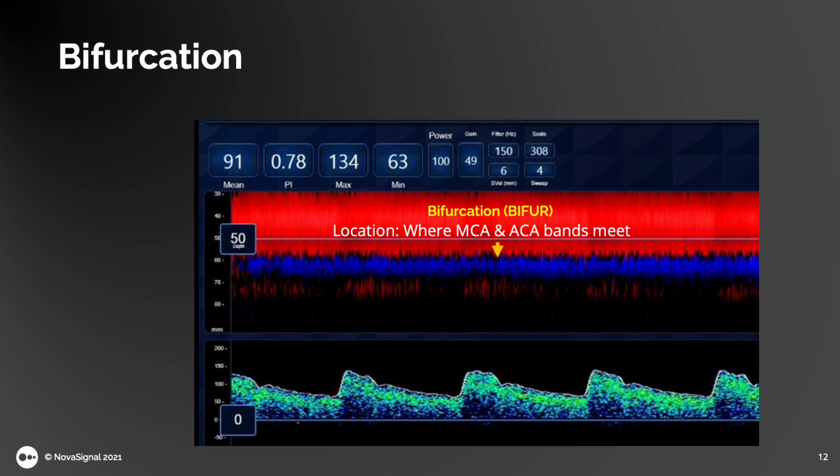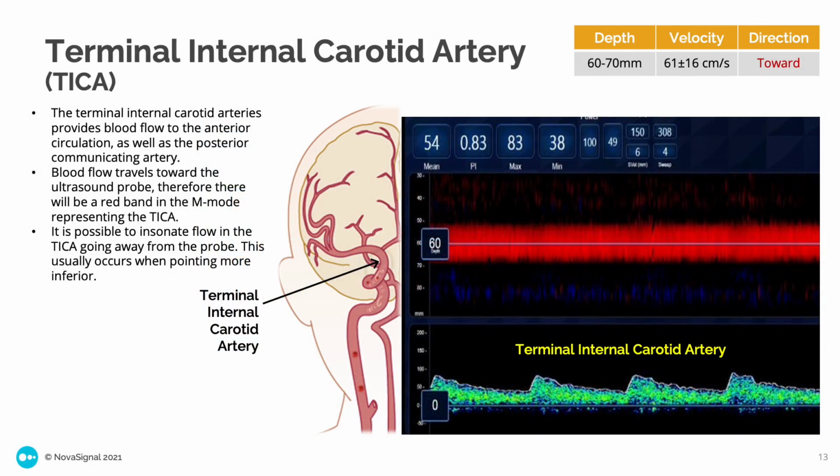Once we are through insonating the MCA and ACA, and we are ready to progress to terminal, we would set the depth where these colors come together and aim the transducer inferiorly. The terminal internal carotid artery provides blood flow to the anterior circulation as well as the posterior communicating artery. Blood flow travels towards the ultrasound probe, so it should be a red band. However, it is possible to insonate flow in the TICA going away from the probe if you use a severe inferior angulation.